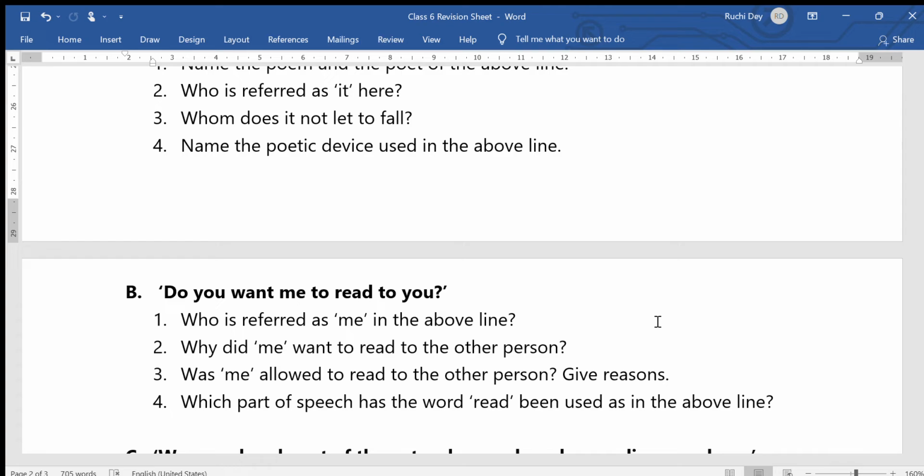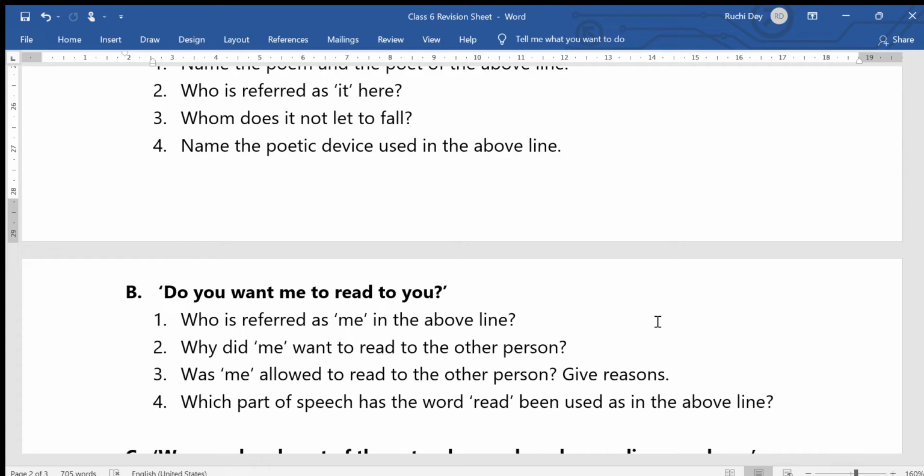Was me allowed to read to the other person? Give reasons. Well, of course, me was not allowed. Schwartz told his father that he did not want him to read out anything to him because he was not feeling good from within. He wanted to be left alone for some time. And the reason for that was because he felt he was going to die.